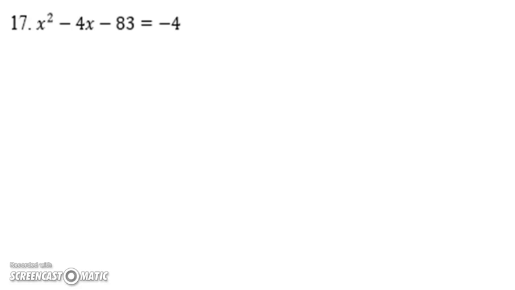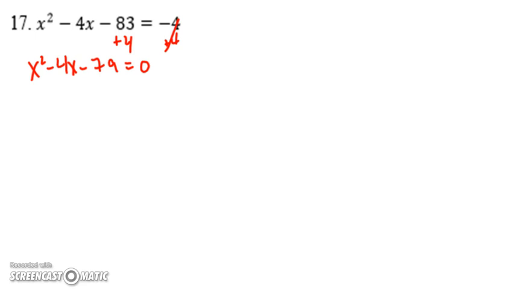So for 17, we just have to solve for x here. So we have an x squared and an x, which means that we cannot use the square root property. So we've got to set it equal to 0. So we're going to add 4 on both sides. So now we're left with x squared minus 4x minus 79 equals 0.